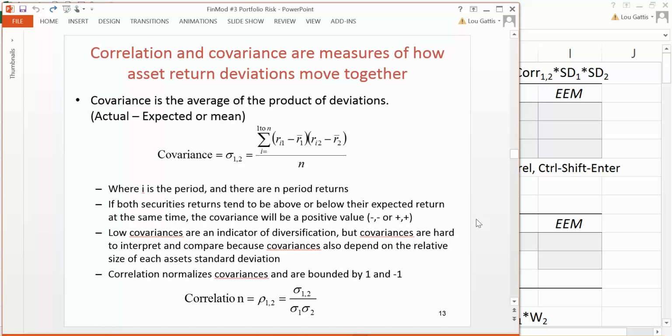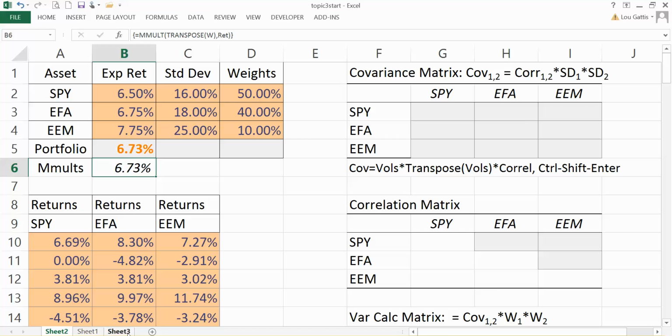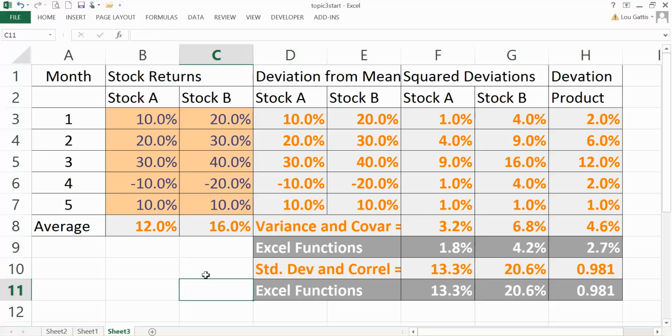So let's actually go here and take a look at this little exercise I put together. Again, we're not going to use this, but it's a good idea for thinking about how standard deviations, variances, covariances and correlations are calculated. I just made up some data here. Say you had stock A and stock B, and these are their 5 monthly returns.